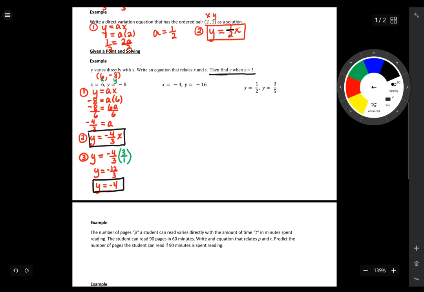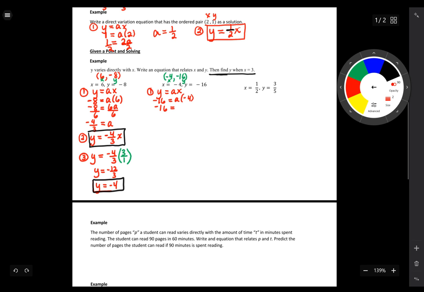Okay, let's do another one. I'm going to write that as an ordered pair: -4, -16. This is x. This is y. Tells you that, right? Okay, so step 1, y equals ax. Replace y with -16, a with nothing, x with -4.